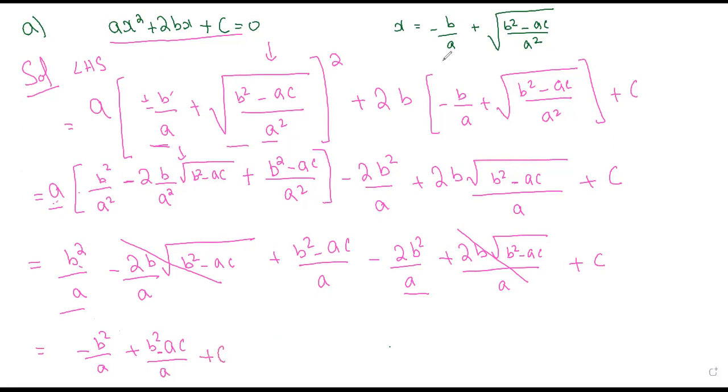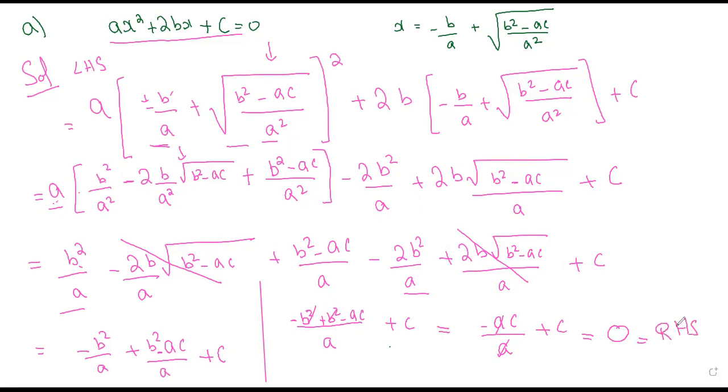Now I'm going to do the next steps. Now I can take LCM. The LCM is going to be A. Minus B squared plus B squared minus AC plus C. This and this will be cancelled, and we are left with minus AC by A plus C. See, A and A is cancelled. Minus C plus C is 0. That is it.